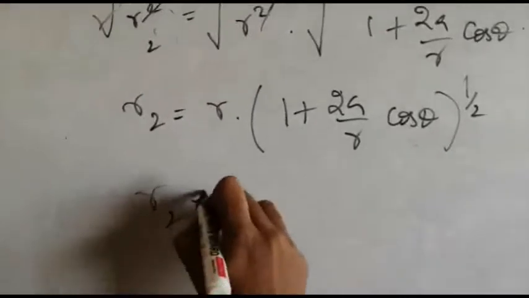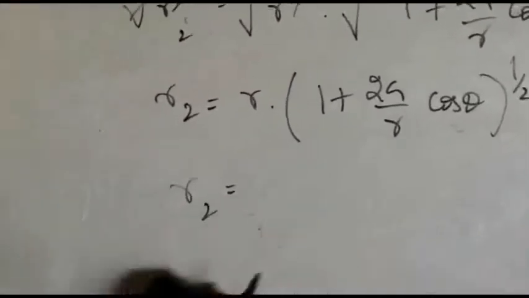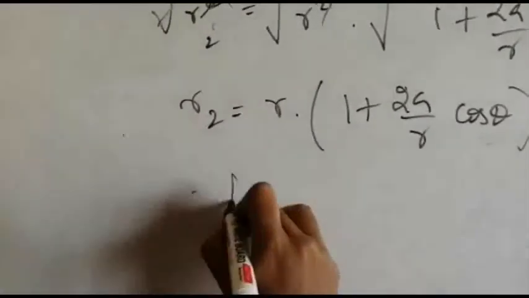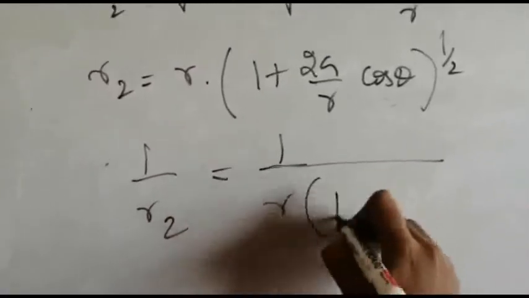So here take the inverse first. So it is 1 by r2 that we have to find, 1 by the whole term.